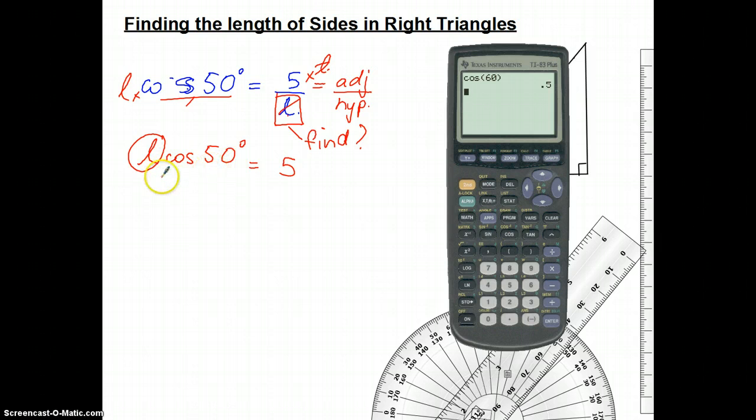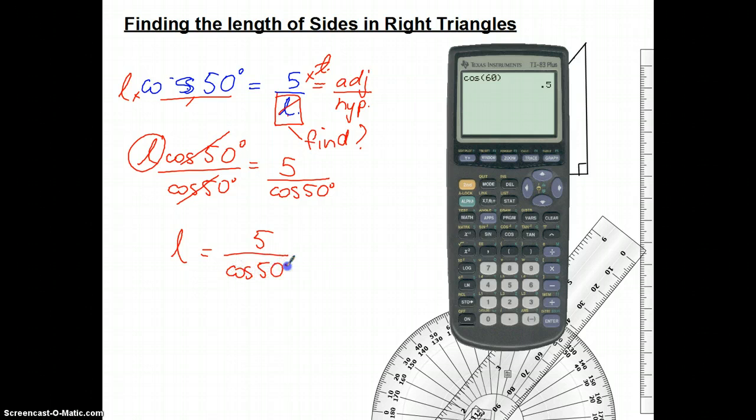Cos of 50 is just a number, just like cos of 60 is a number, 0.5, a ratio. So I'm going to divide here by cos of 50 degrees. Of course, got to balance it up. Divide by cos of 50 degrees. They'll cancel out. So that length, according to our calculation, we should be able to figure out 5 divided by the cos of 50. Okay, well let's try it, shall we?